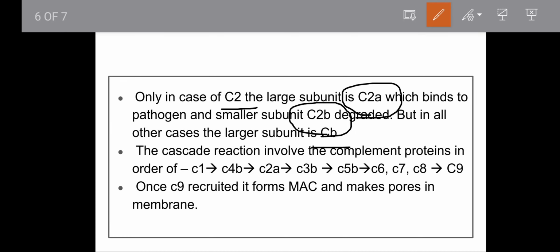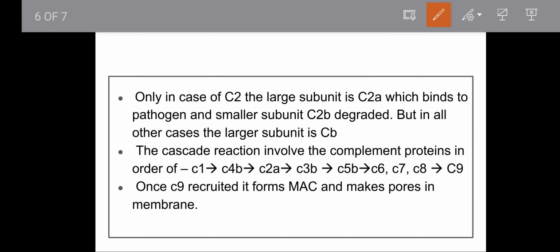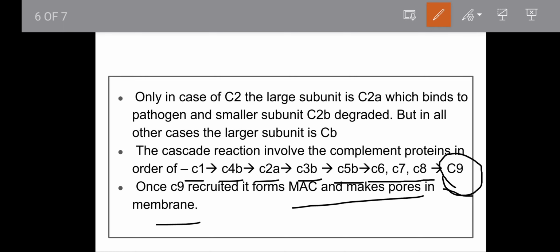This cascade reaction involves all the nine complement proteins in the order of first C1, second C4b, third C2a, fourth C3b, then C5b, C6, C7, C8, and at last C9, which forms the membrane attack complex and makes a pore in the membrane. Clear? Now let's understand this cascade reaction with a diagram.